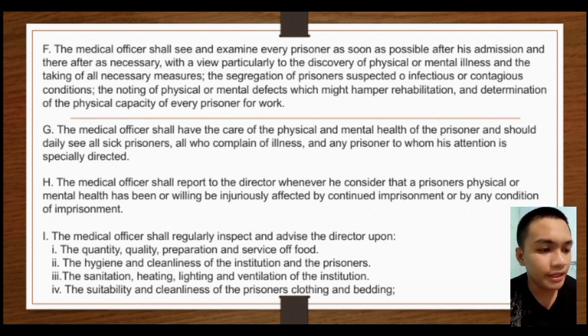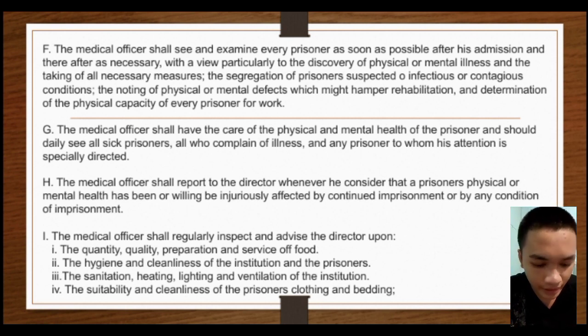H. The medical officer shall report to the director wherever he considers that a prisoner's physical or mental health has been or will be injuriously affected by continued imprisonment or any condition of imprisonment. So meaning daw, ang medical officer mag-report dito sa director sa isa ka institution kung ang pagkapriso ba makasamot sa iyang sakit, o ang mga palakad sa isa ka institution na napasamot sa sakit sa isa ka piniriso.